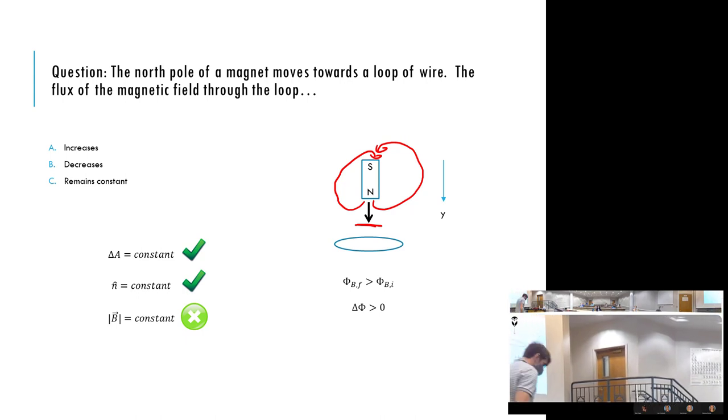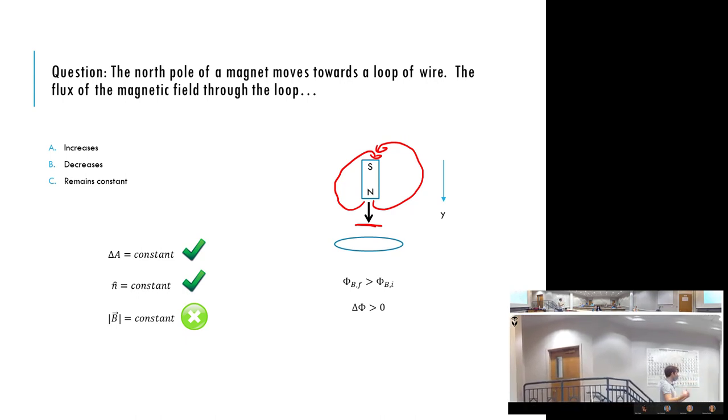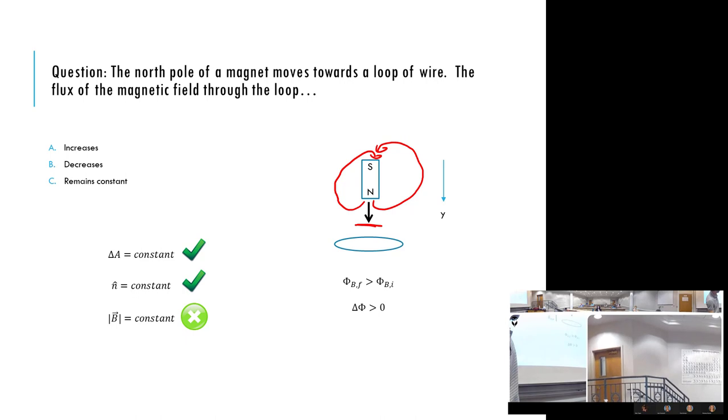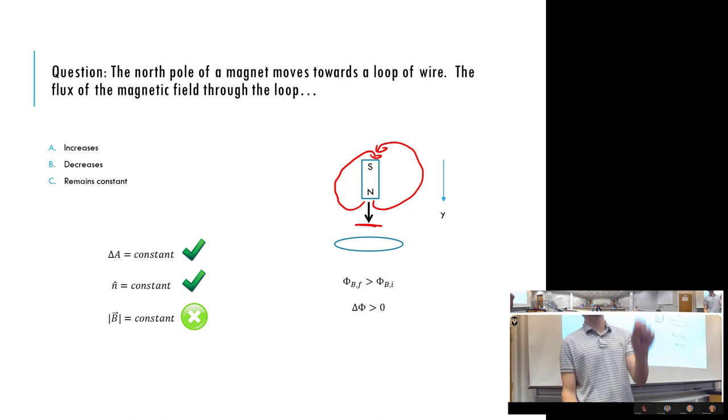There we go. So that's what I call the induced magnetic field. Because of this falling magnet, more field lines pointing down, the loop will induce a magnetic field pointing up to oppose that change. There is an external magnetic field due to the falling magnet, and then there is an induced field.